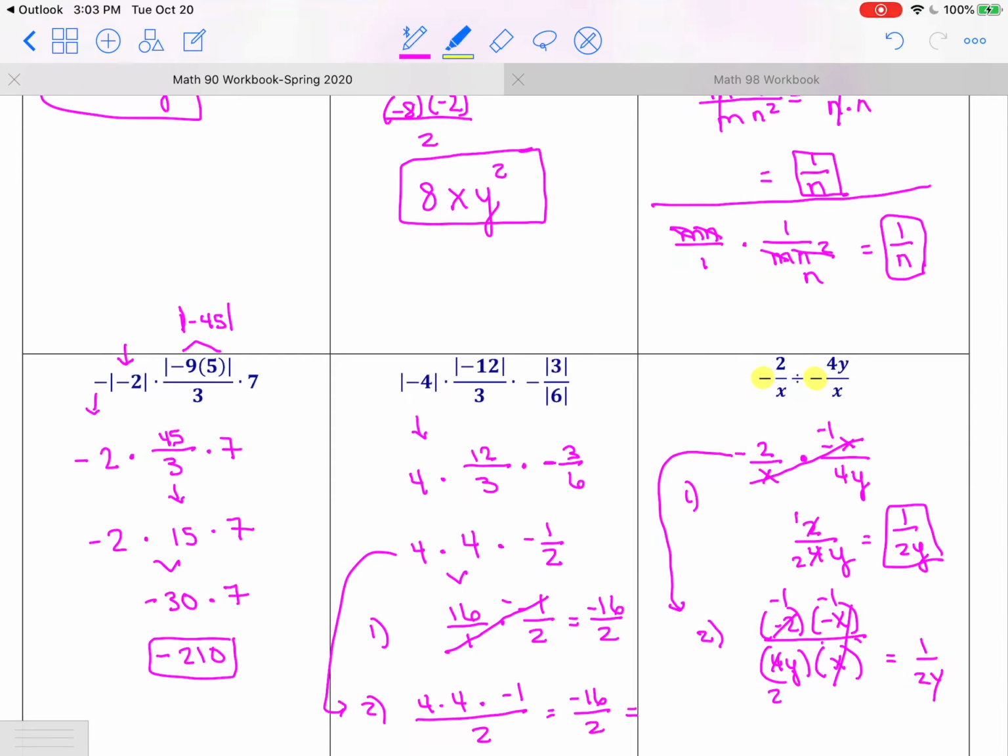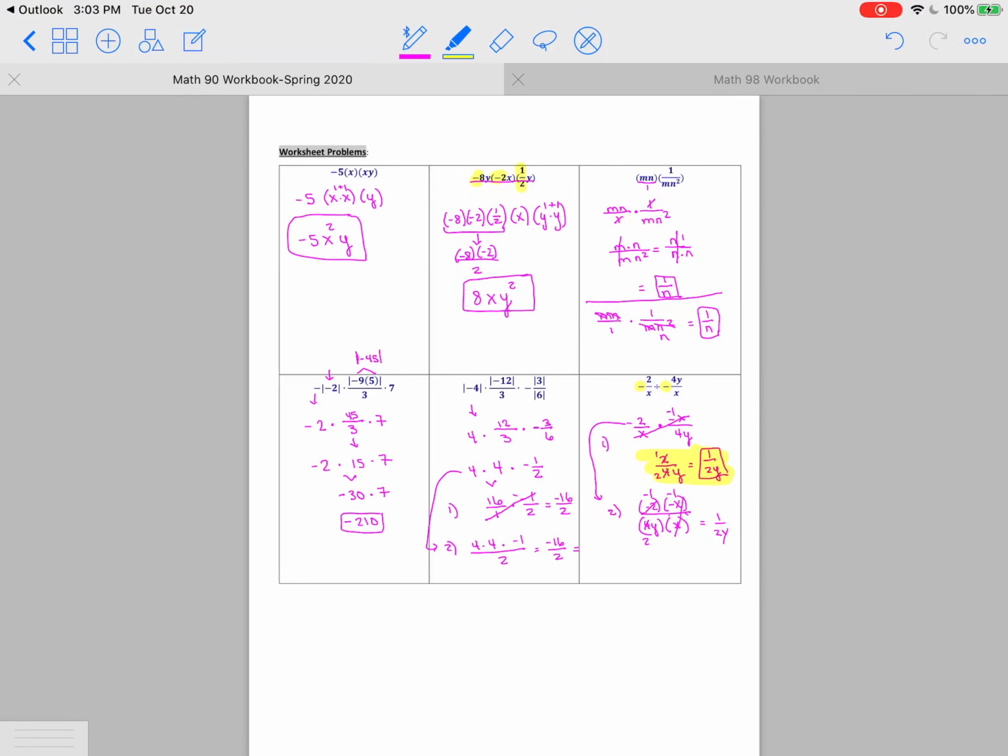You can see up here that this version is easier, a little bit more straightforward, but once again, the process that you guys use to simplify these is really up to you, as long as you're following the rules.